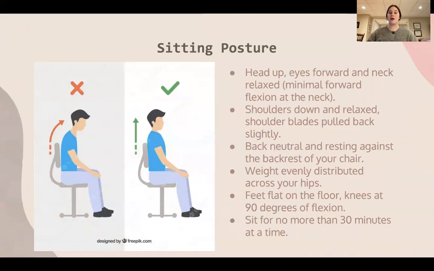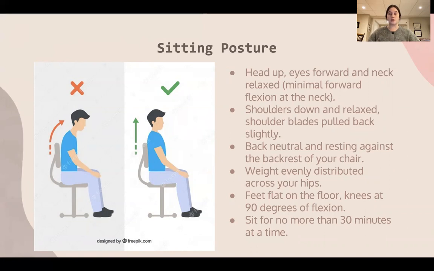So this little infographic shows a good versus bad sitting posture. So when seated, your head should be up with your eyes forward and your neck relaxed. Your shoulders should be down and relaxed with your shoulder blades pulled back slightly. Your back should be neutral, resting against the back of your chair, and your weight should be evenly distributed across your hips. Your feet should be placed flat on the floor with your knees in a 90-degree position.